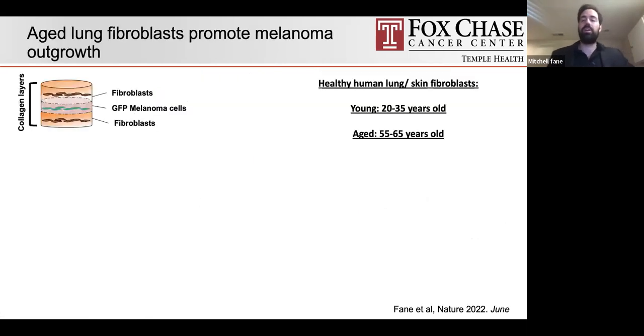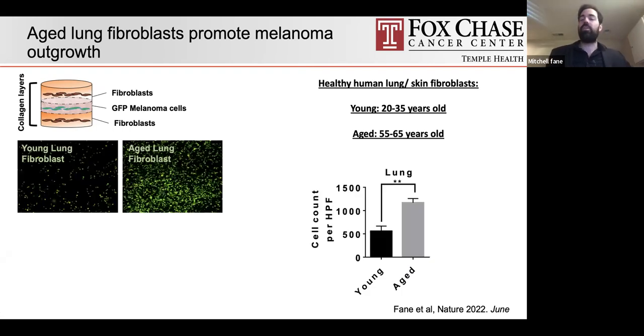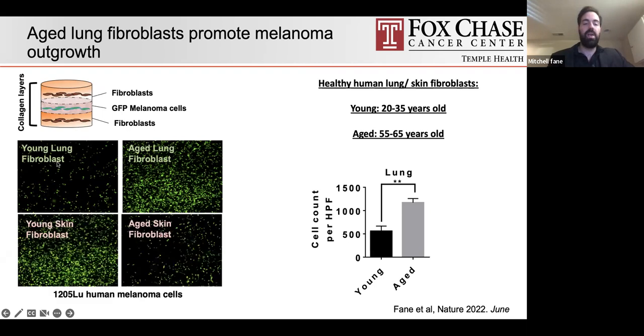So to investigate this, what we did is we sourced healthy human young and aged lung and skin fibroblasts from healthy human patients. And we created this 3D sandwich reconstruct where basically we would put our fibroblasts of interest into a top and bottom layer, and we would have GFP melanoma cells located within the center. And we could use a microscope to look at how these cells proliferate over a 4 to 5 day period. And what we found, which phenocopied what we saw in vivo, is that the melanoma cells were able to grow much more efficiently with aged lung fibroblasts relative to young lung fibroblasts. However, if we did it with skin fibroblasts, it was the exact opposite effect, in which they grew much more efficiently with young skin fibroblasts relative to aged skin fibroblasts.